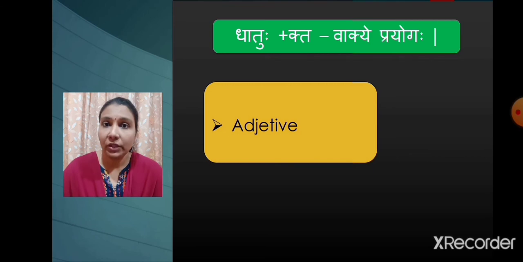Dhatuhu plus kta pratyay form can also be used as an adjective, that is Visheshana Padam. In the sentence, the form is used as per the lingam, vachanam and vibhaktihi of the qualified noun. Let me explain it with the help of some examples.